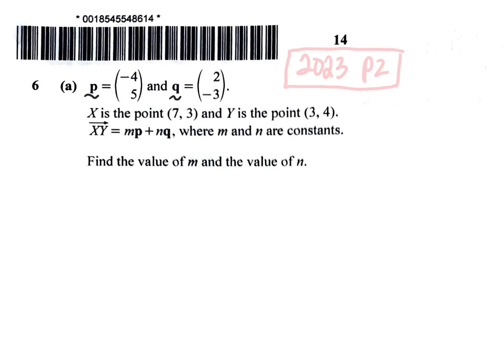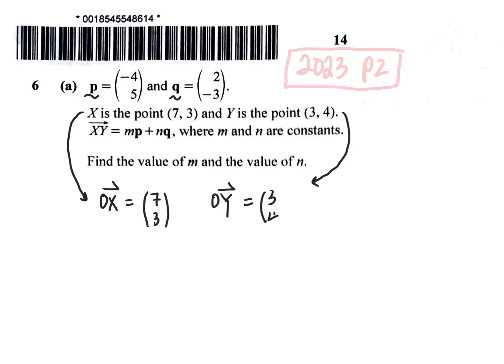Seven, three. So I told you already, if they give you the coordinate, they give you the position vector. So this is 7, 3. If they give you the coordinate, they give you the position vector. So this is 3, 4. Okay, and then they say XY, you can always find XY. So moving from X to Y, remember the start and the end point is always the same.